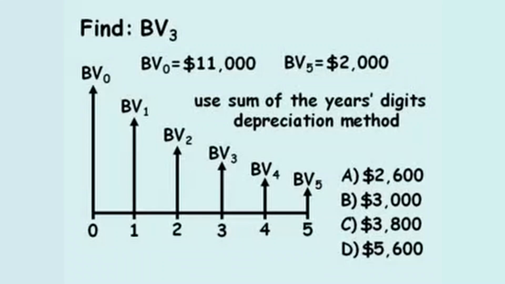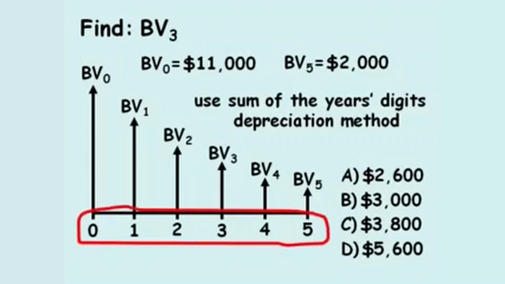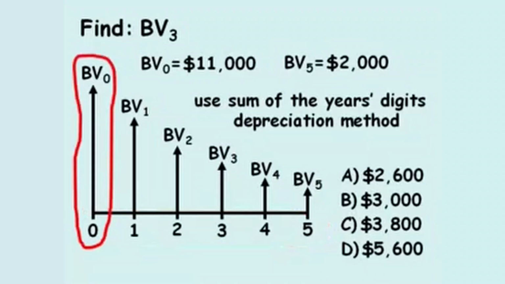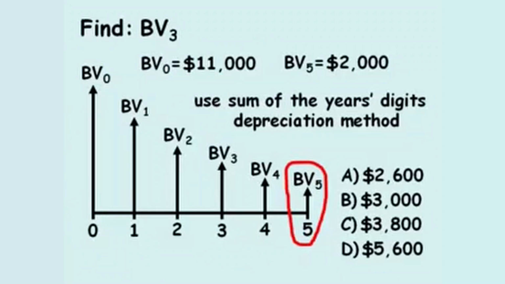Find B3, the book value of an asset at the end of the third year. In this problem, the life of an asset lasts 5 years. At the beginning of the first year, the book value, BV0, equals $11,000. After 5 years of depreciation, the book value, BV5, equals $2,000.